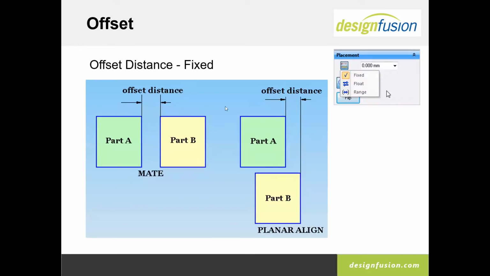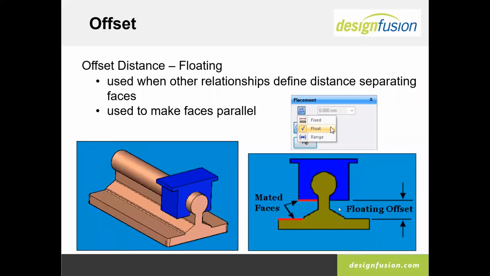With some of these relationships that I've shown you, we also allow you to do offsets. So for example, you can offset between the two faces by 10 millimeters or 20 millimeters, whatever you want. That's known as a fixed offset. You can also do what we call a floating offset. Floating offset says, I don't care what the distance is as long as these two faces are still facing each other. So it's a wild card, if you will.